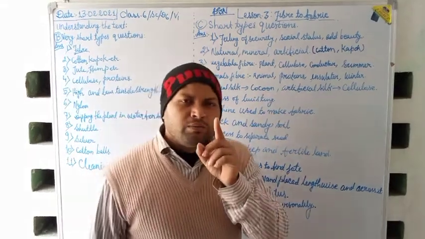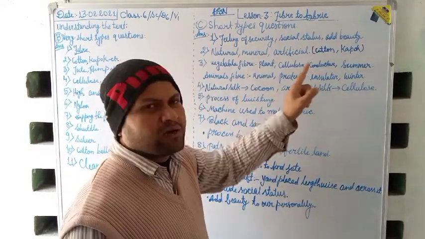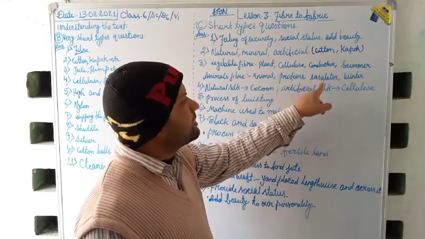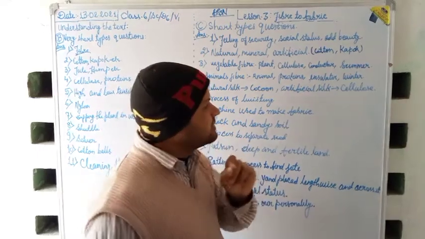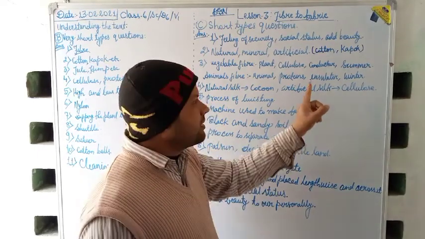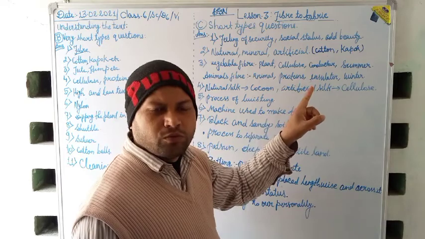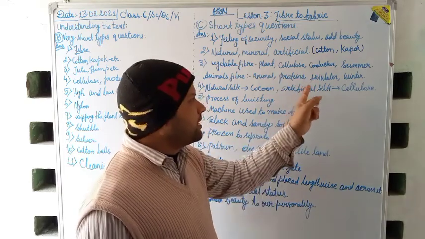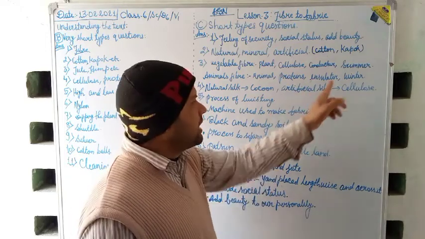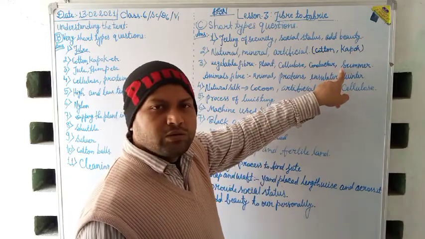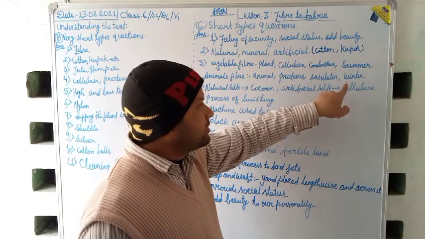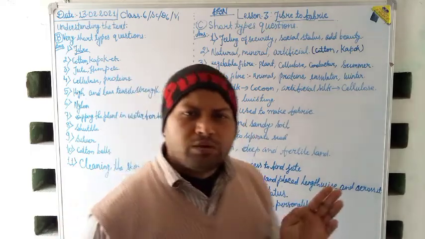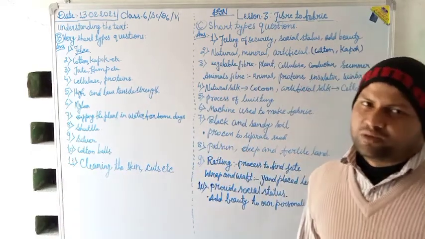Third difference, vegetable fiber is a conductor of heat and electricity, but animal fiber is an insulator of heat and electricity. You should know this. This is an important point from the examination point of view, so you have to remember it clearly. Vegetable fiber is used to wear in summer and animal fiber is used to wear in winter. So these are the differences between animal and vegetable fibers.